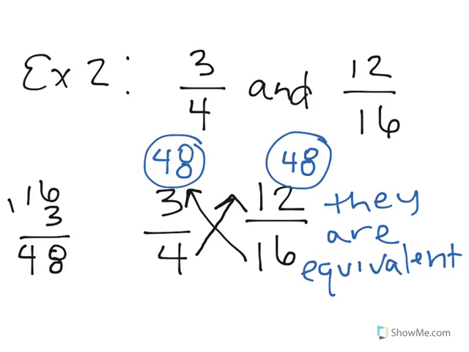If you had numbers that were different, you would say that they weren't equivalent. So in order to find out if your ratios are equivalent, all you have to do is cross multiply, see if you have the same number, and then you're good to go from there. And that brings me to the end of the lesson.